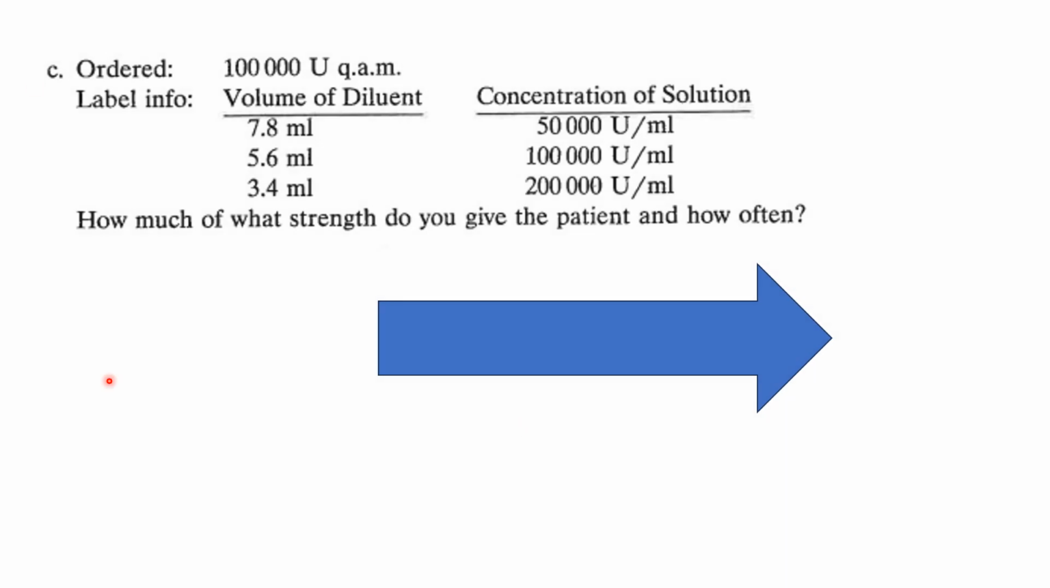Let's do some problems with this. Suppose you're to give 100,000 units every morning, and these are your choices. How much of what strength do you give the patient, and how often? Please give this a go. Let's see how you did.